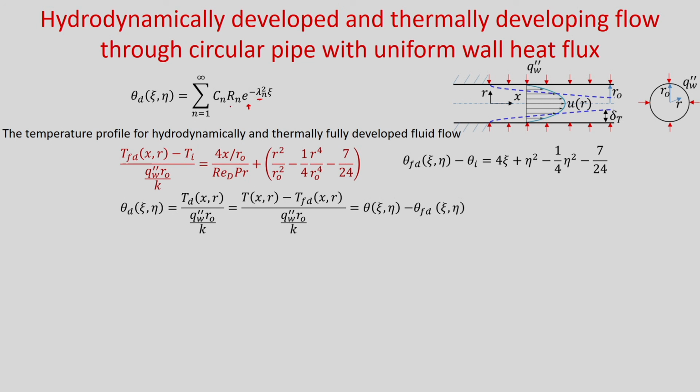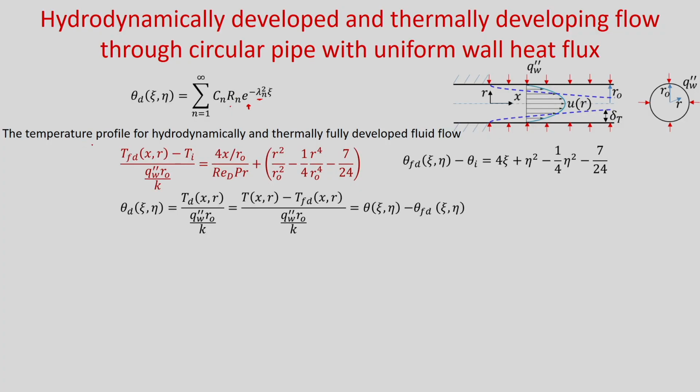So, R_n you need to find. These are the eigenfunctions of this second order differential equation. Now we need to apply the boundary conditions to find this constant C_n, as well as lambda_n squared, because that is also unknown.